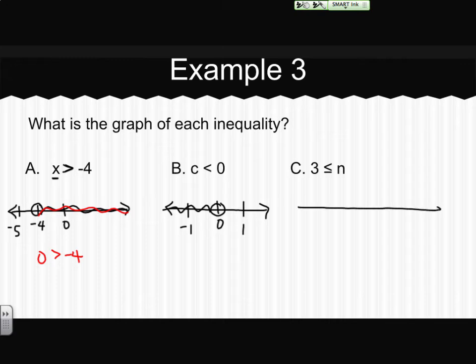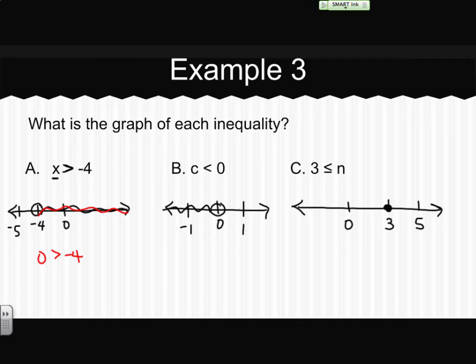Okay, and then last but not least, let's see, I have 3. I'm going to put 0. I'm going to put 5. Doesn't matter. Now this one says 3 is less than or equal to n, so I'm going to put a closed circle at 3 because it equals 3. And now I have to decide.